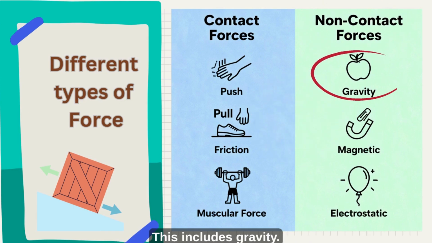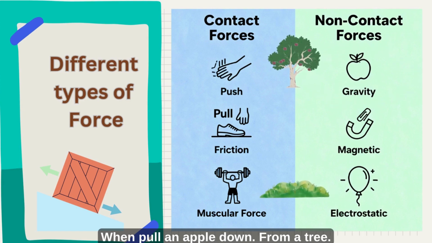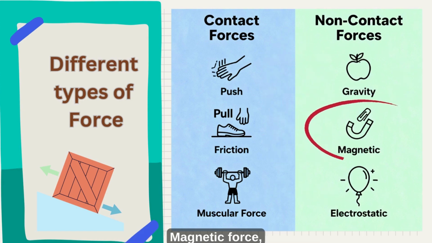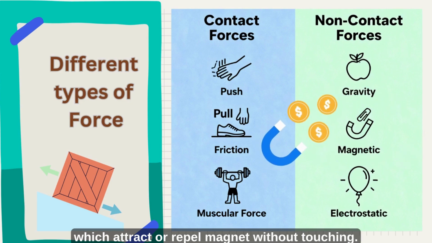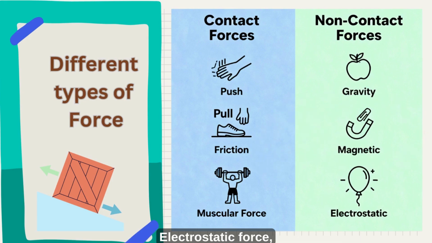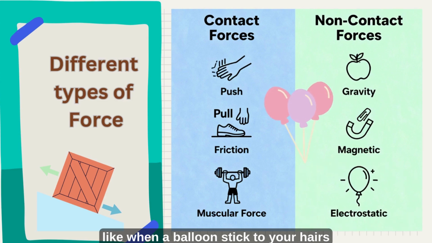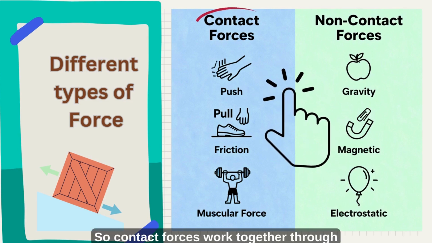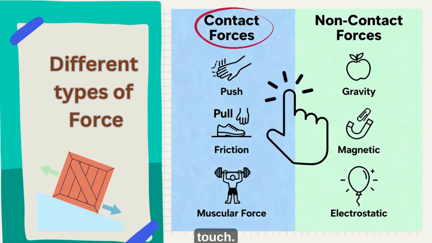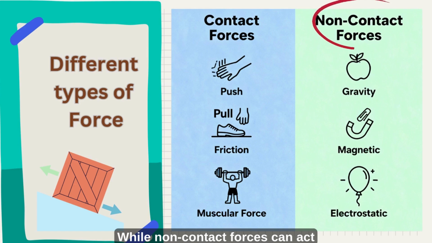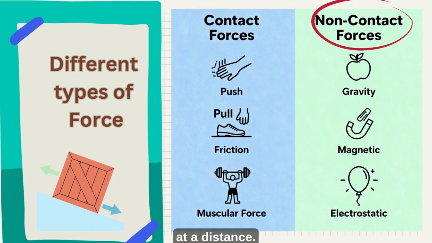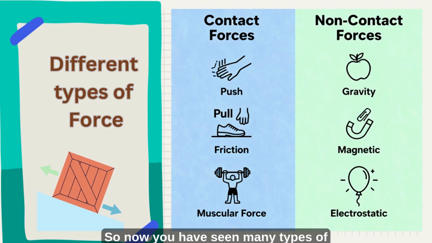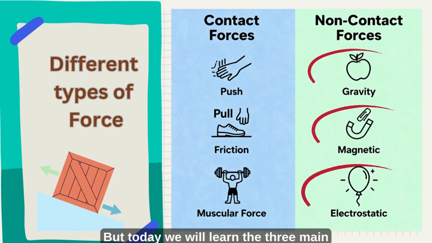Non-contact forces can act when objects are not touching. This includes gravity, which pulls an apple down from a tree, magnetic force, which attracts or repels magnets without touching, and electrostatic force, like when a balloon sticks to your hair after rubbing. So, contact forces work through touch, while non-contact forces can act at a distance. Now you have seen many types of forces, but today we will learn the three main ones.